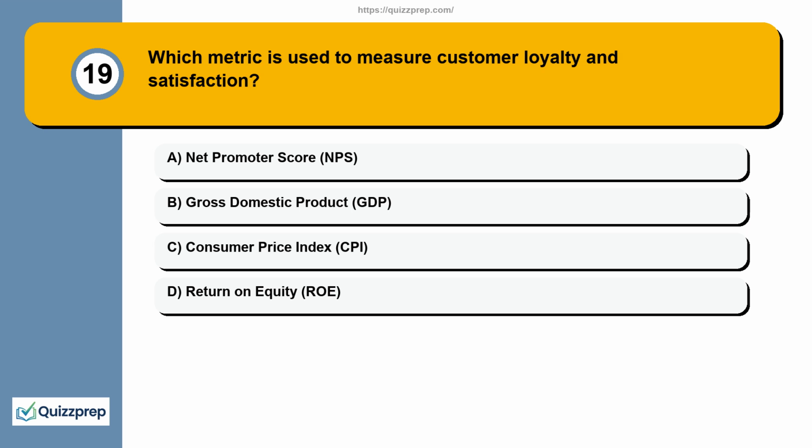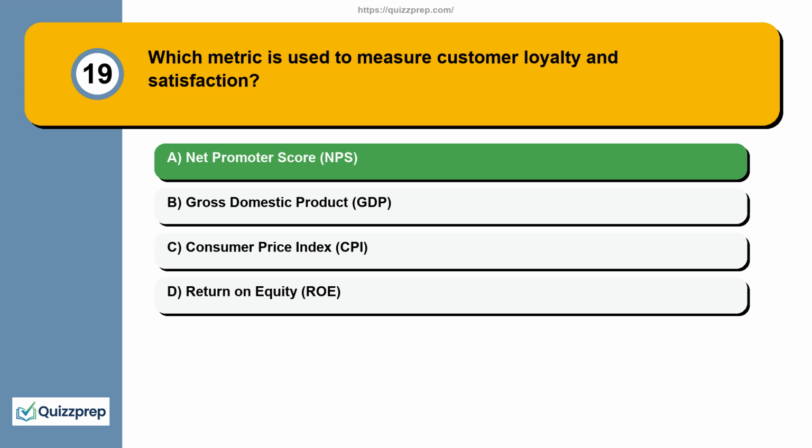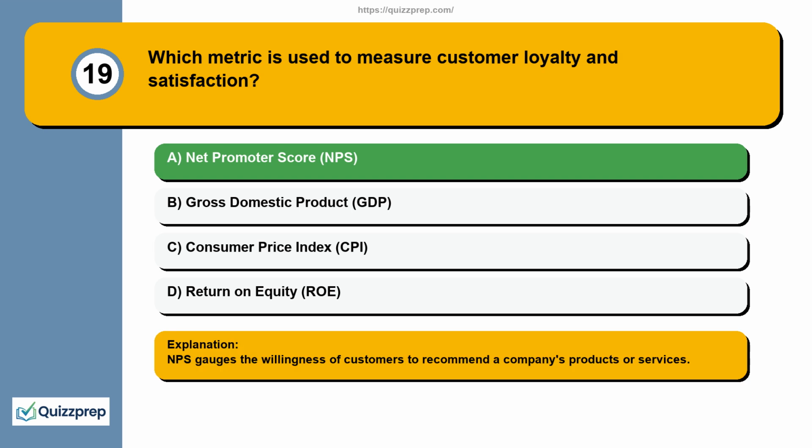Question 19. Which metric is used to measure customer loyalty and satisfaction? Here are your options. Option A. Net Promoter Score, NPS. Option B. Gross Domestic Product, GDP. Option C. Consumer Price Index, CPI. Option D. Return on Equity, ROE. The correct answer is option A. Net Promoter Score, NPS. Explanation. NPS gauges the willingness of customers to recommend a company's products or services.